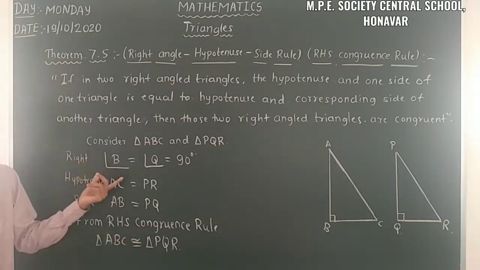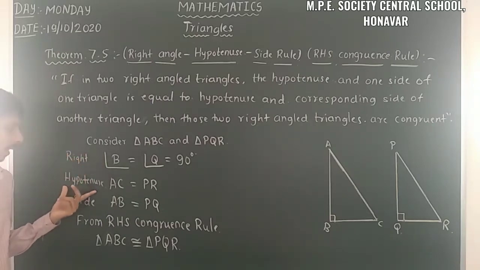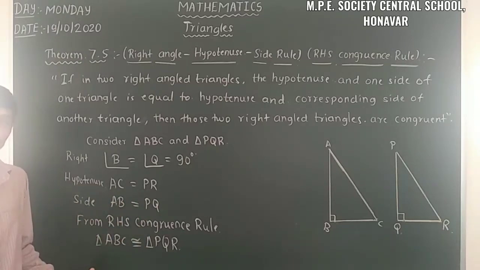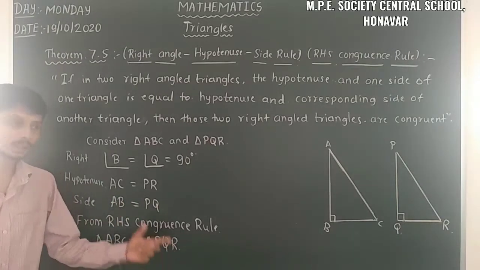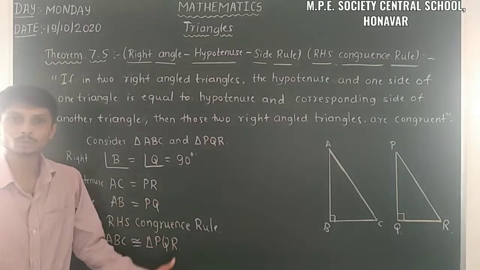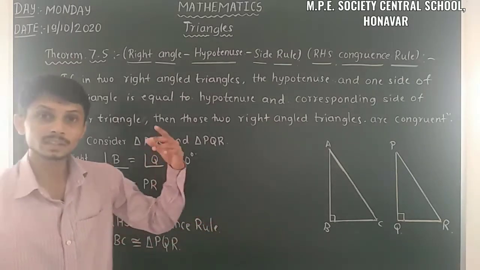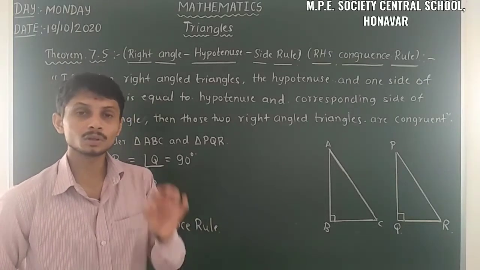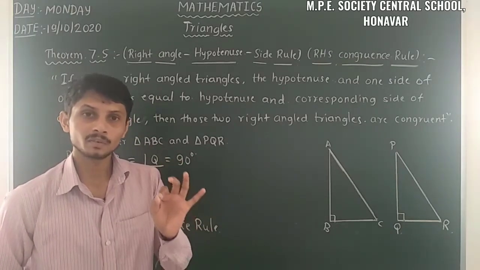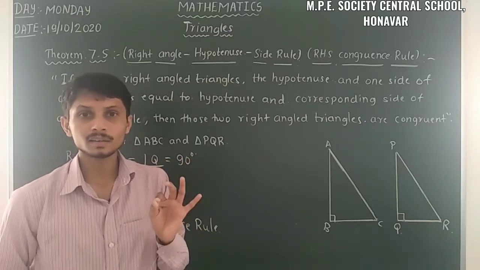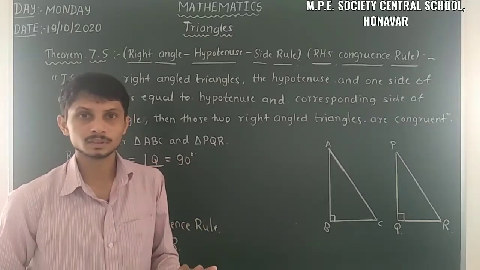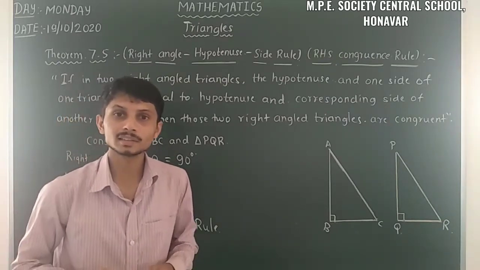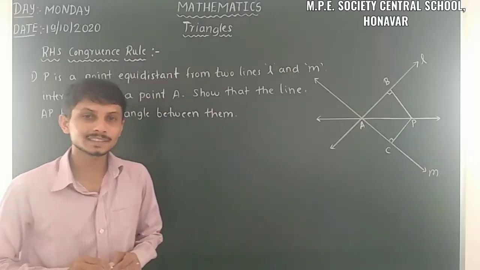We have the right angle triangle, the hypotenuse, and corresponding sides are equal, so we can consider those two triangles congruent by the RHS congruence rule. So when we have a similar condition in any problem, we can use this RHS congruence rule. We have a right angle triangle only. So let us take some problems based on the RHS congruence rule. Let us take the first problem.